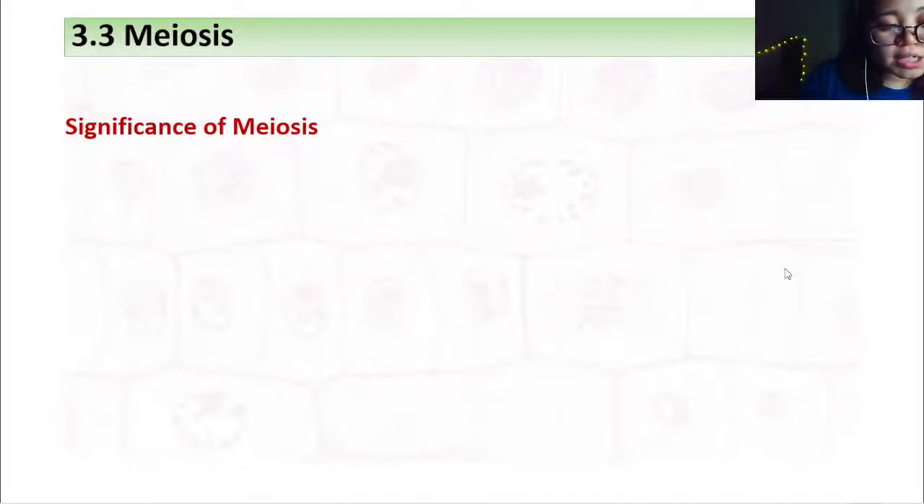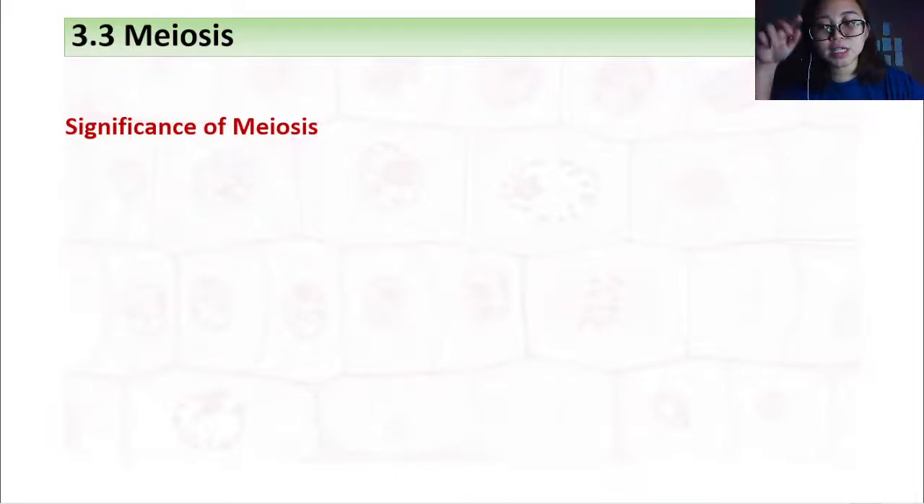Okay, so itu sajalah untuk cakap pasal meiosis. Dia terbagi kepada 8 stage. Meiosis 1, 4 stage. Meiosis 2, 4 stage. Kita cakap pasal kepentingan meiosis lah. We talk about what is the significance or importance of meiosis to living things.